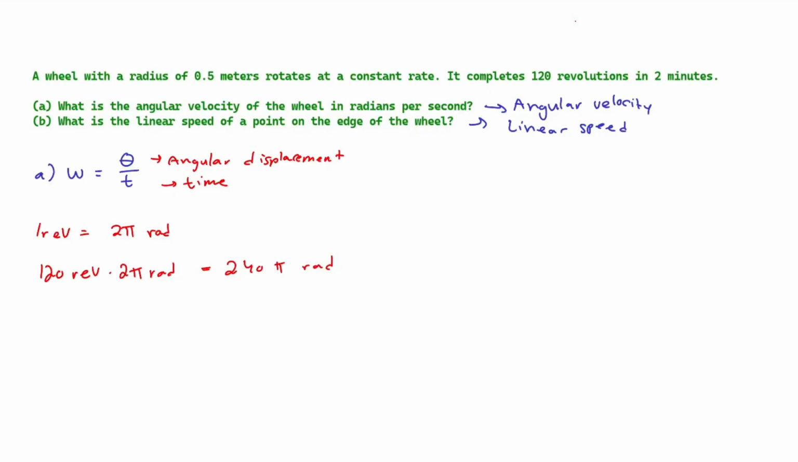Now all we have to do is plug this 240 pi into our theta. So the angular velocity is going to be equal to 240 pi rad, divided by the time, in this case 2 minutes. If we convert 2 minutes, it's equal to 120 seconds, because we want it in radians per second. Remember what the question asks. So 240 pi rad divided by 120 seconds gives us 2 pi radians per second. So now we found our angular velocity.